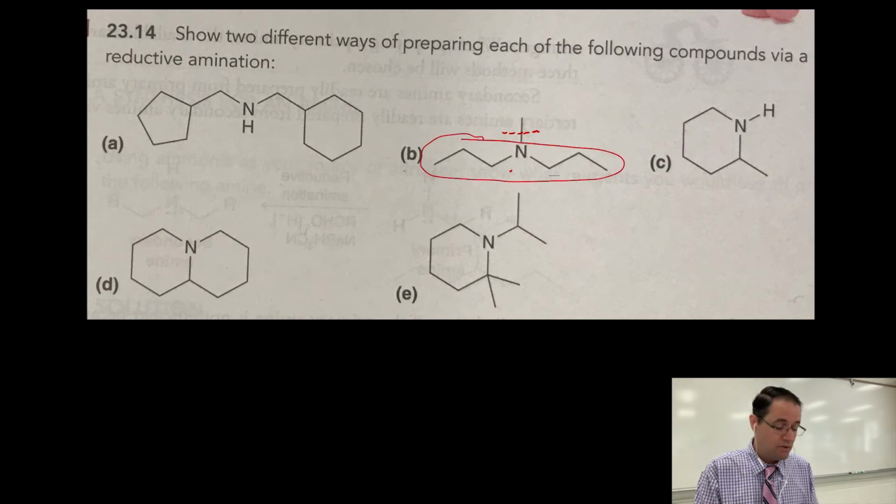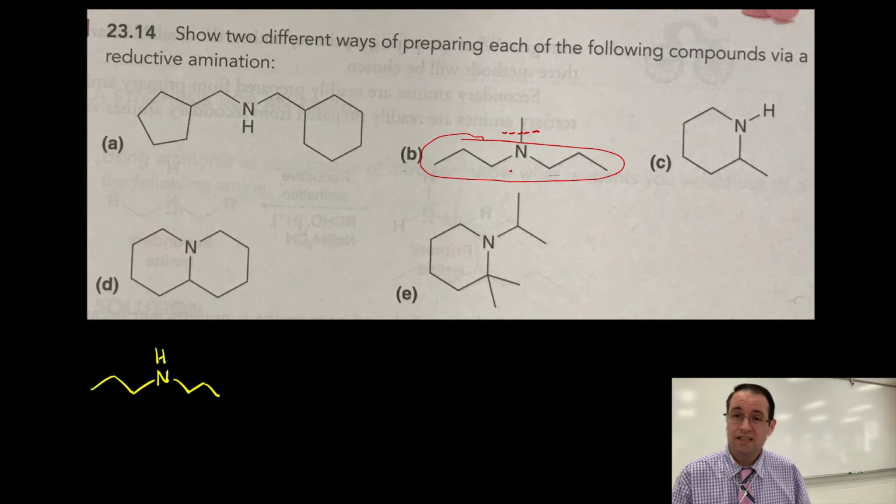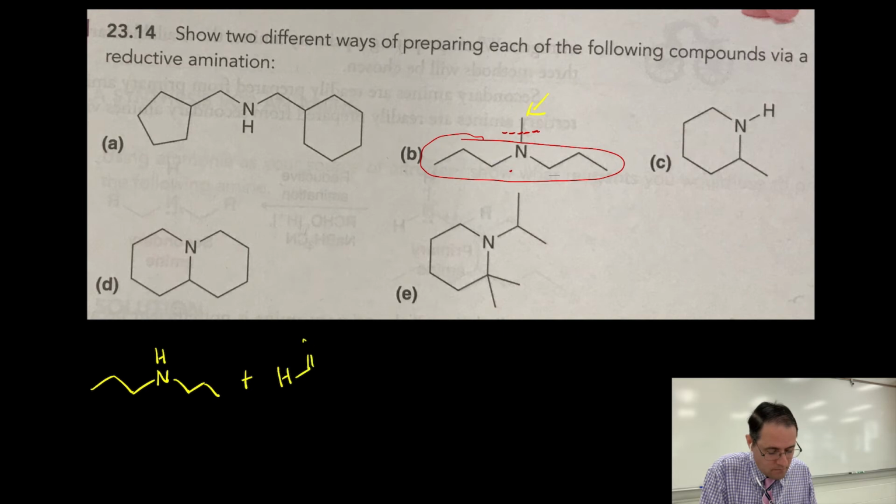So if we break this bond right here, this is going to be the amine. Let me sketch out what that's going to be. This would be called dipropylamine. And then what about this carbon up here? What do I do about that? I change that into a carbonyl. The carbonyl that has just 2 hydrogens attached to it is called formaldehyde. So that would be one possible combination.